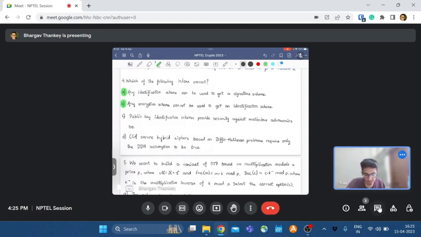What about C? Public key identification schemes provide security against malicious adversaries too. Well, this is true because you can have CCA secure public key identification schemes and they will work against active or malicious adversaries as well. And what about option D? CCA secure hybrid ciphers based on Diffie-Hellman problems require only the DDH assumption to be true. Well, this is false because as we saw in the class, when your security model is CCA security, an adversary in fact gets an oracle access to the DDH solver.